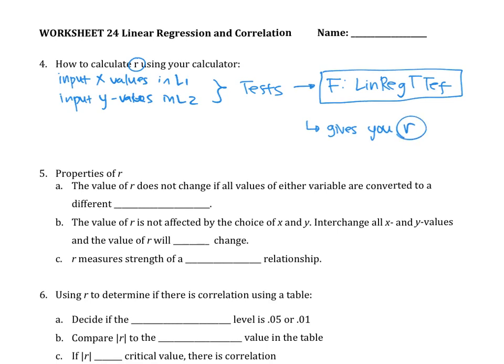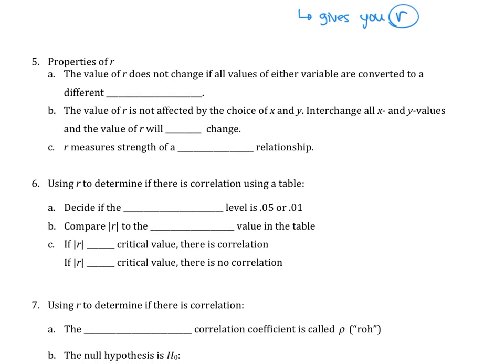So once you calculate r, first we'll talk about the properties of r, and then we'll decide, when we get this number r, how do I know by looking at it whether two variables are correlated or not? So let's look at the properties of r first.